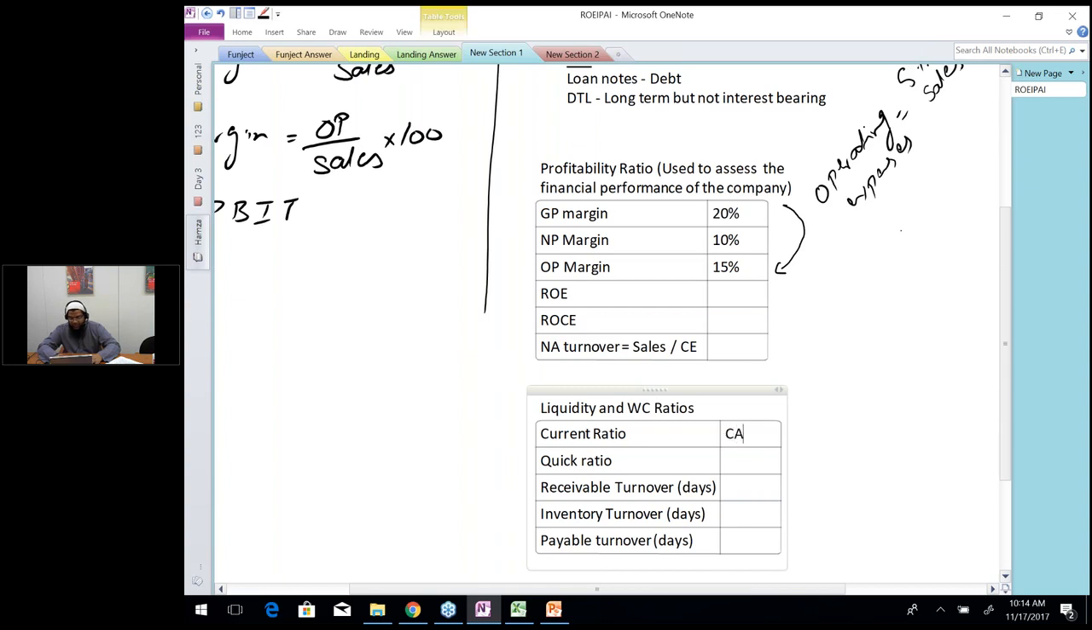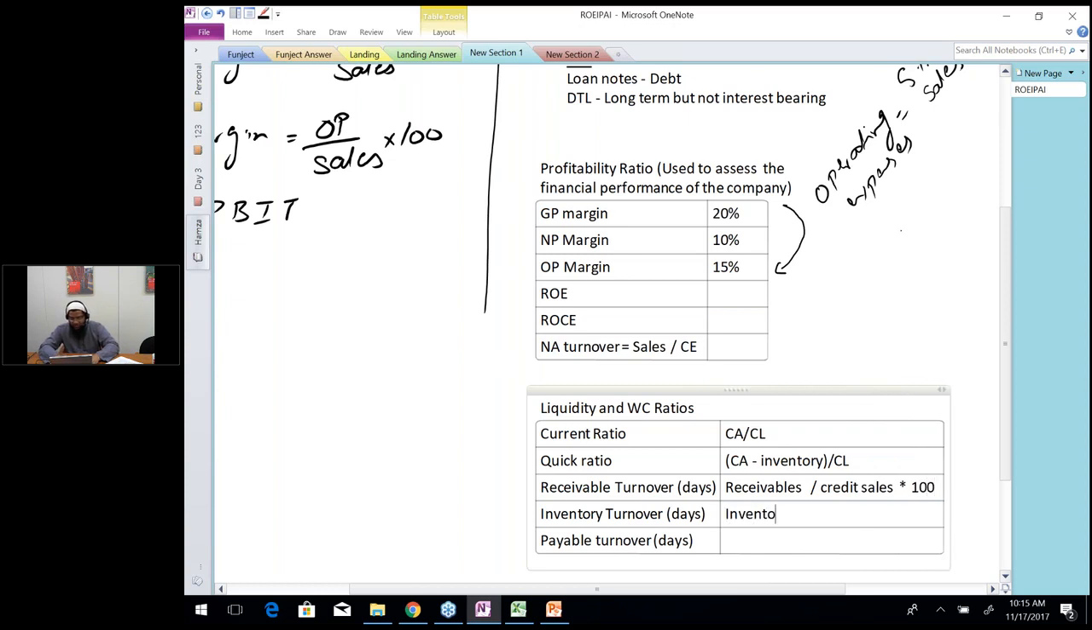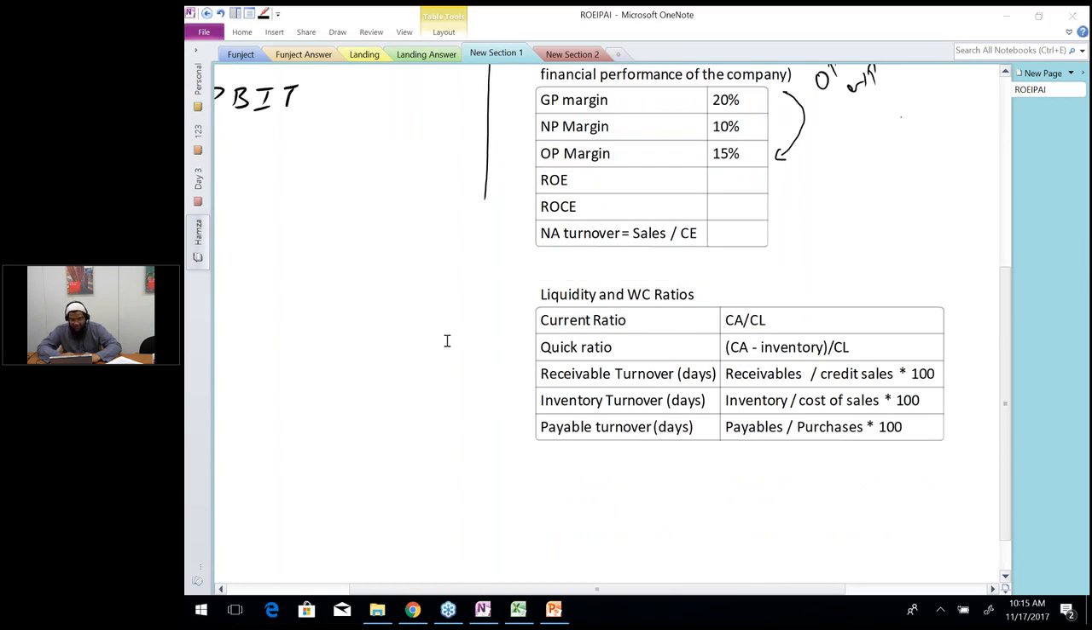So how do we calculate the current ratio? This is current assets divided by current liabilities. Quick ratio is current assets minus inventory divided by current liabilities. Receivable days is closing receivables divided by credit sales into 100. Inventory turnover is inventory divided by cost of sales into 100. Payable turnover is payables divided by purchases into 100. So these are some further ratios that you should be aware of. Some basic calculations. I hope you people know all the details about that.